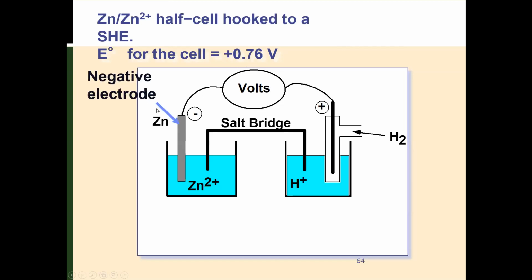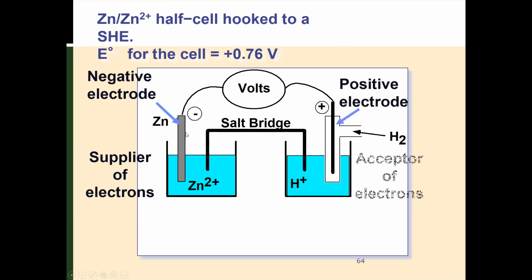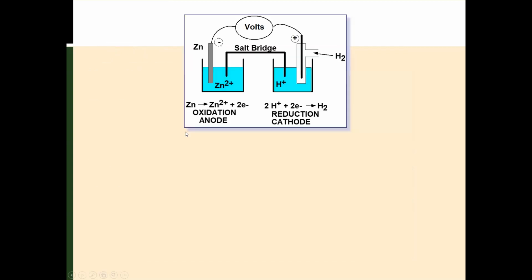Okay, now this is the negative electrode, also known as the anode, and it's what supplies the electrons. So the electrons are going to go from the zinc to the hydrogen in this place. Okay, oxidation at the anode, AO, red cat.